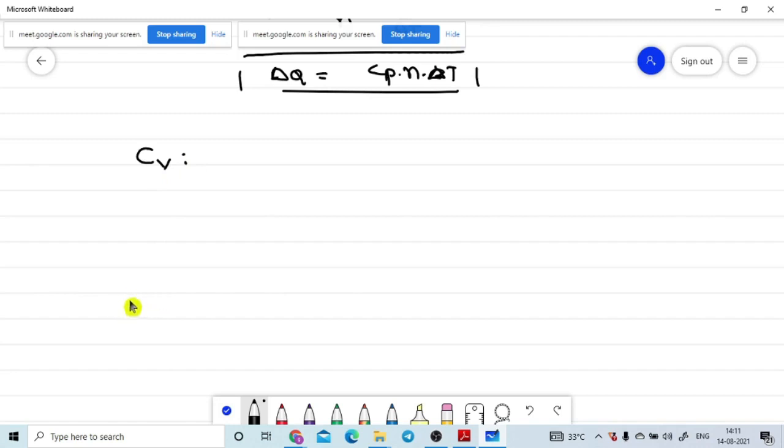So I am not writing because of it, the similar continuation is coming. So Cv is a mathematical formula, 1 by n into delta Q divided by delta T, but the total work is going on at a constant volume. V is at a constant volume. How can we define this?